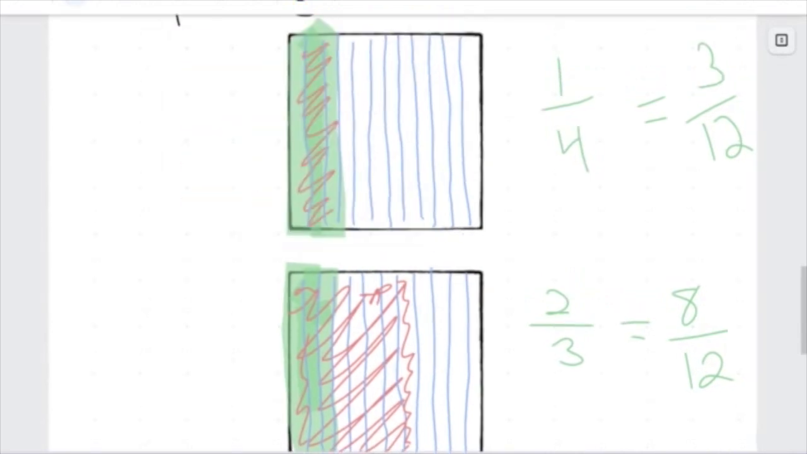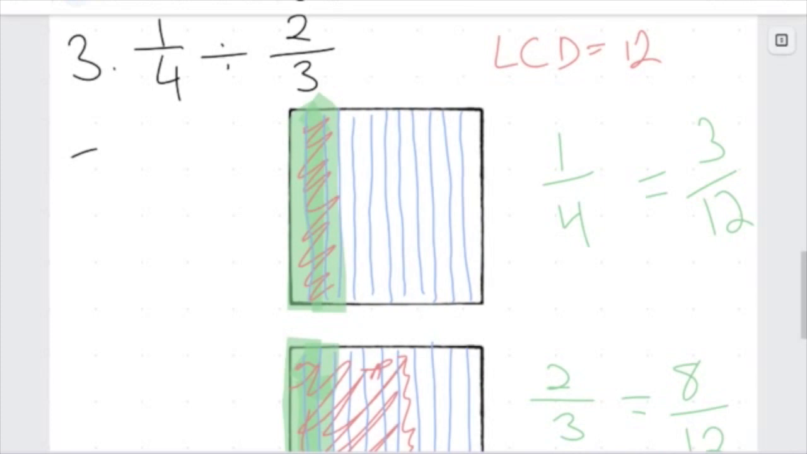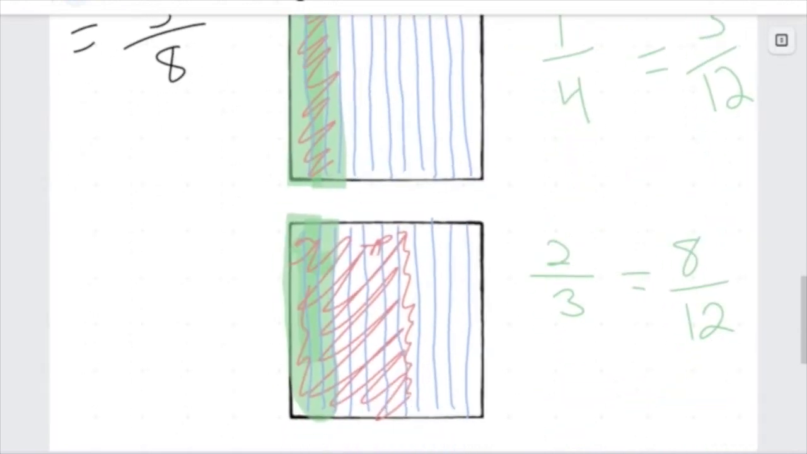So my answer is going to be 3/8. When I divide a quarter by 2/3, I get an answer of 3/8. Or I get that 2/3 goes into a quarter, not the full 8 times, because this bottom one is a bit bigger. The portion is bigger than my top one. So it goes into it a fraction of that. And that fraction is 3/8.